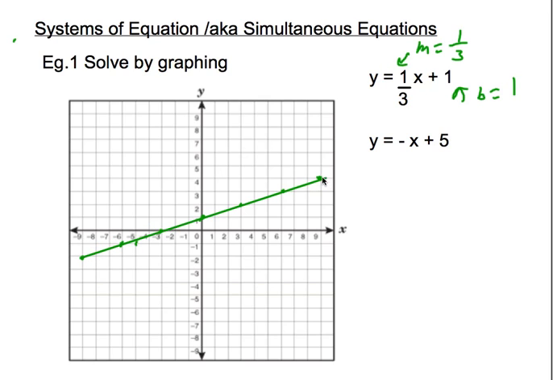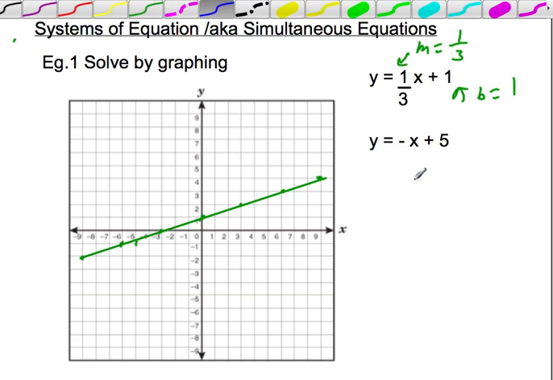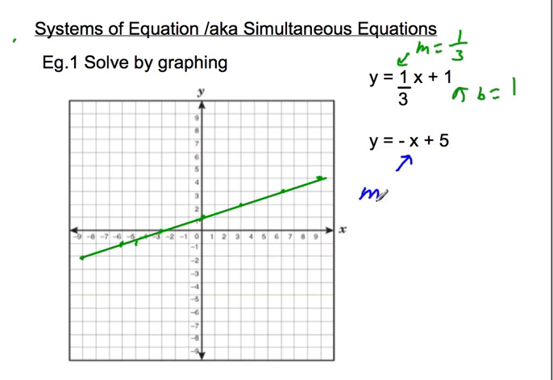Hopefully this straight line tool works. There we go. And my second line, we have a slope of -1, which you can write as -1 out of 1, and a y-intercept of 5, so I can start off at 5. Slope -1 out of 1, so go down 1, right 1, down 1, right 1. You can already see where the point of intersection will be.